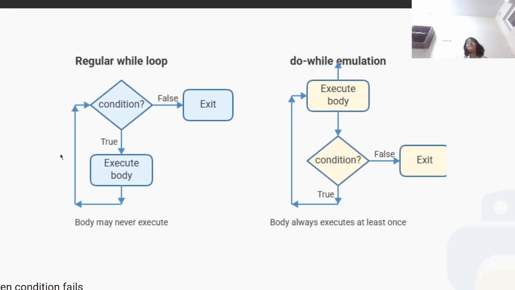Let's see the difference between a regular while loop and a do while loop. In a regular while loop, if the condition is false, it will exit. If the condition is true, it executes the body and repeats.